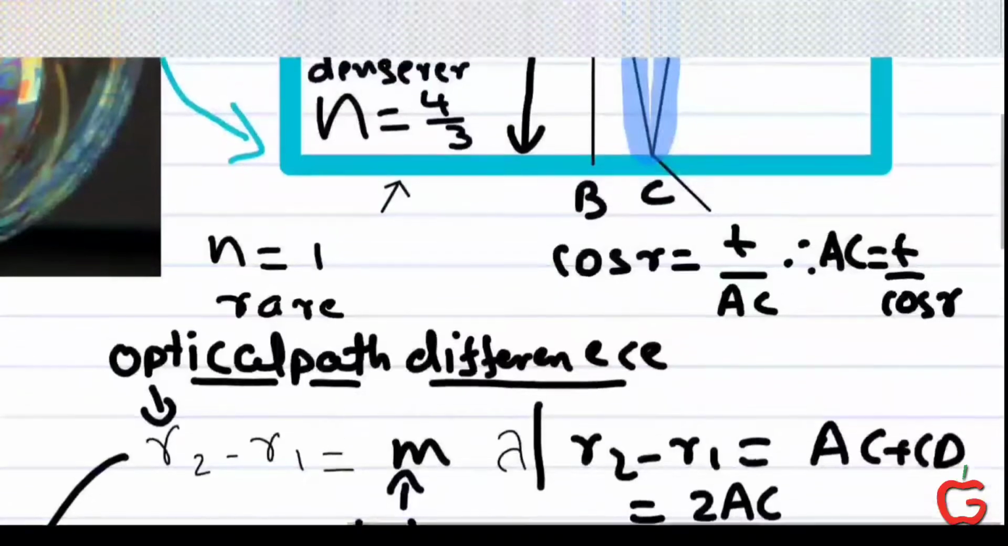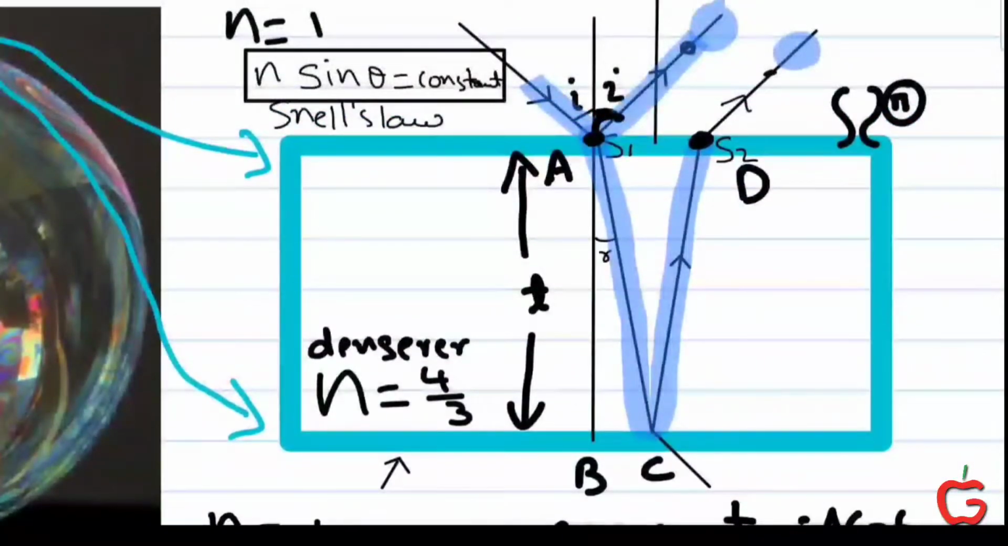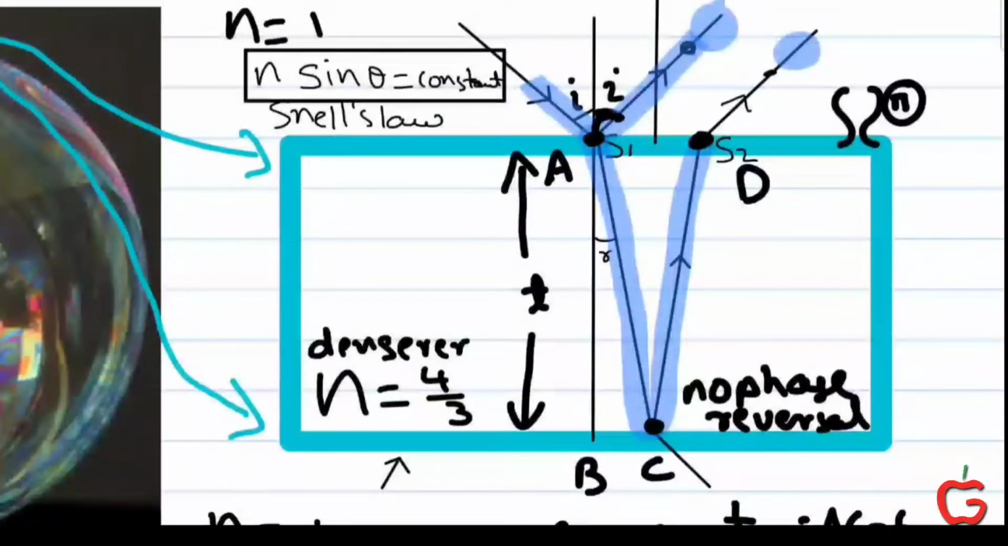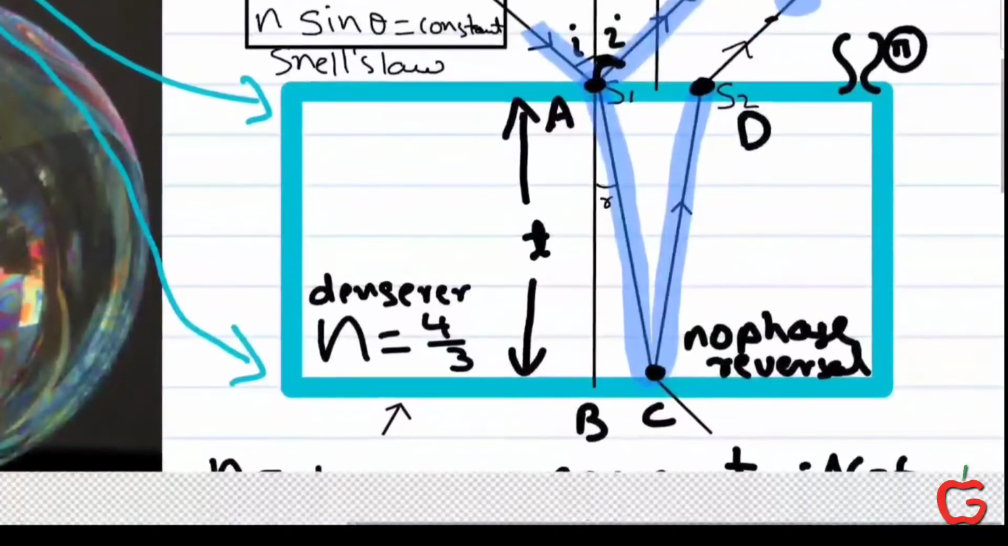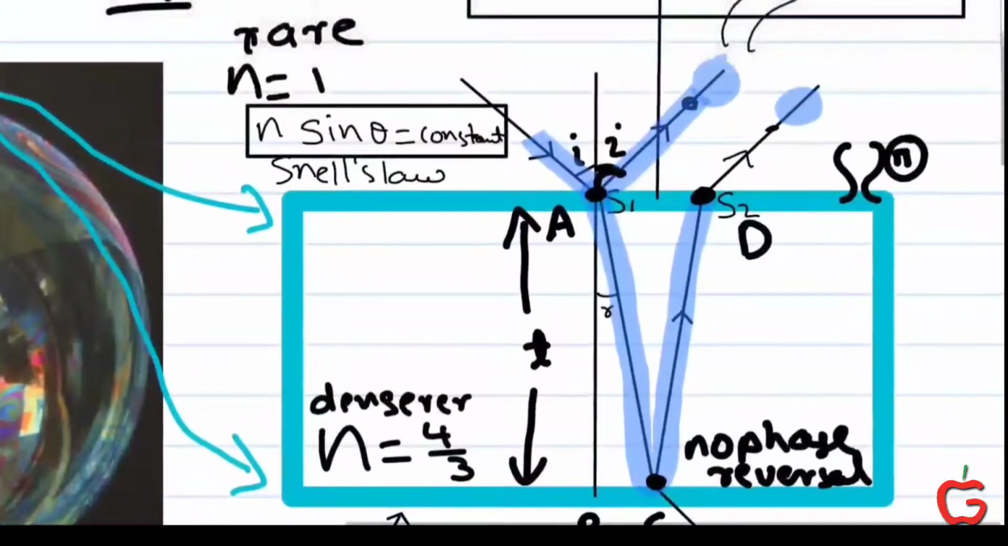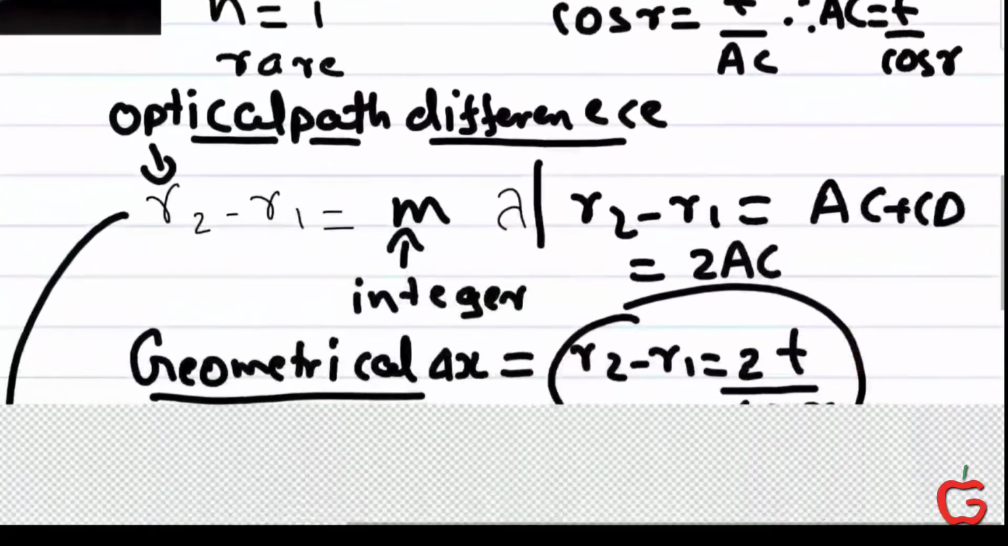At the first incidence, light travels from a rare to dense medium. That is why a phase reversal happens. This phase reversal does not happen when light travels from dense to rare. When the reflection happens from dense to rare, like in the second point, there is no phase reversal. So here we do not have any phase reversal, because here the reflection is happening from a dense to a rare region. Okay, so this is the final condition for constructive interference.